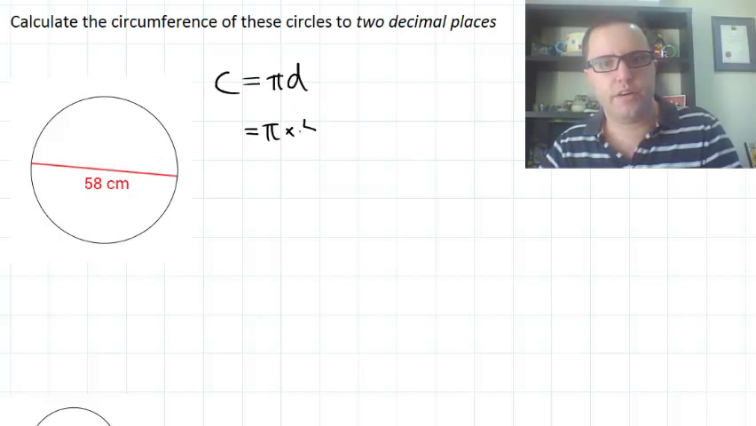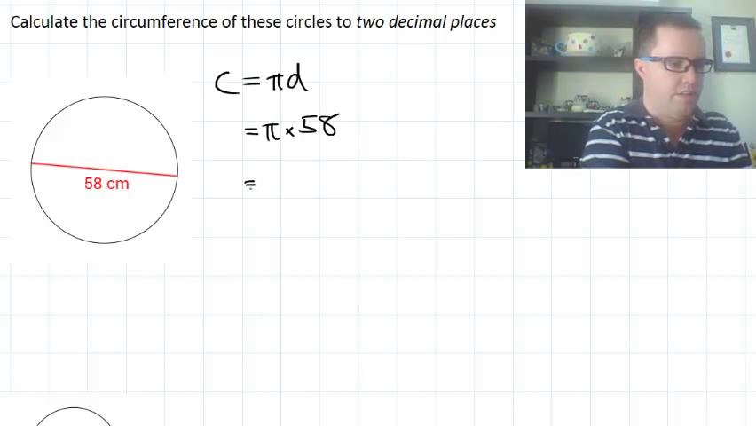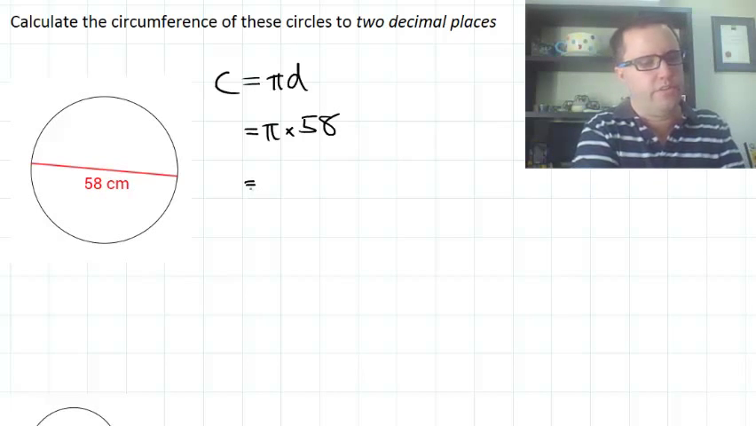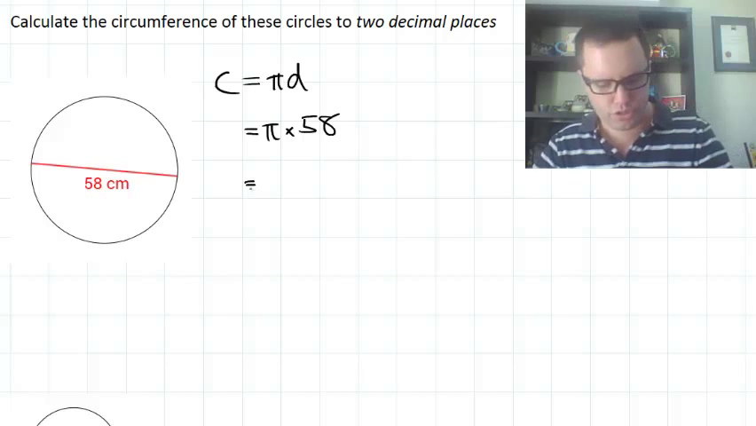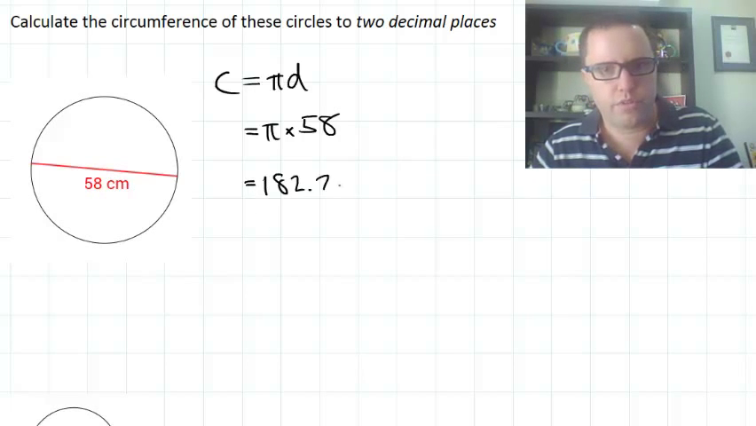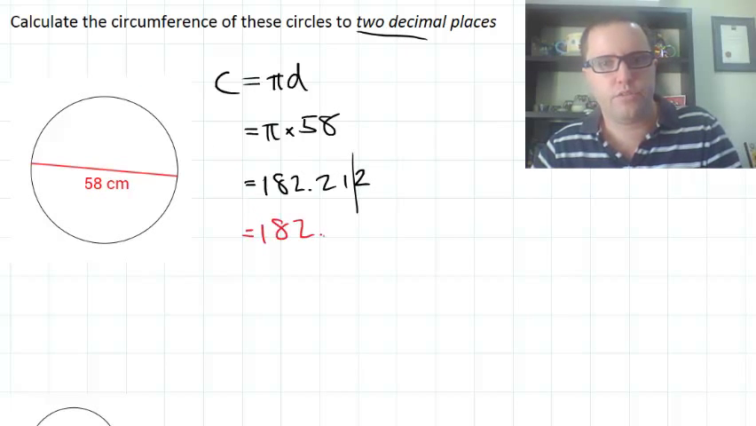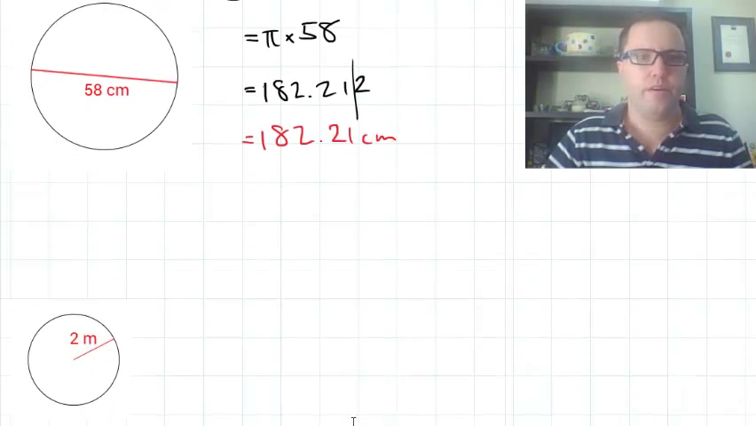Pi is just some number we're going to use, and we've got 58 centimeters here. So pi times 58. So I've got 182.212, but it wants it with 2 decimal places. So we're breaking off here. There's the 2, nothing's going to change. So our answer will be 182.21 centimeters.